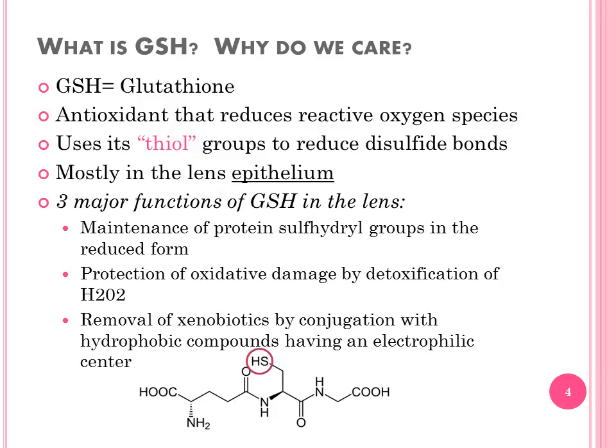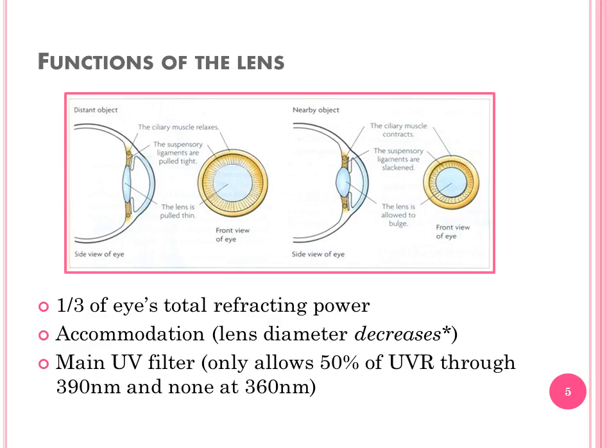Removal of xenobiotics by conjugation with hydrophobic compounds having an electrophilic center. That probably sounds like a lot of garb to you guys, but it is exactly how it's written in the book. So think of maintenance, protection, removal of bad things. So just know that this is an antioxidant. I don't want you guys to get too hung up on all the specifics, but I did want to explain what it was. If you're a biochemistry buff, then maybe you'll relate to this a little bit more, but I don't want you guys to worry about it as much.